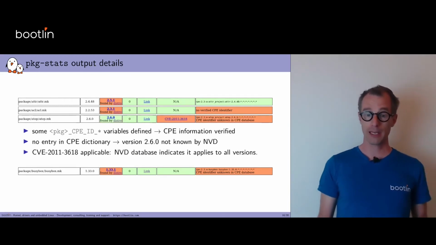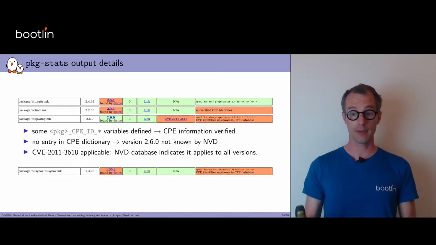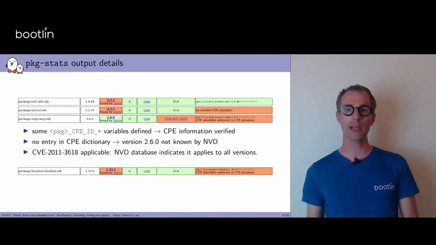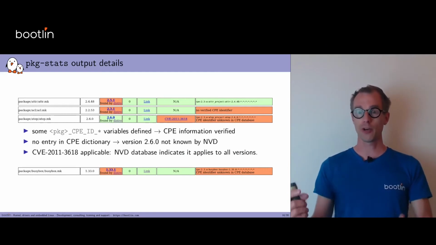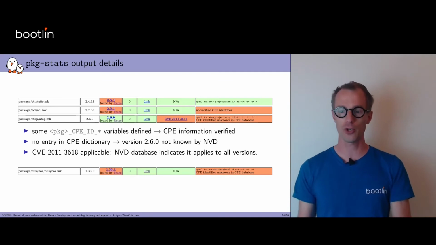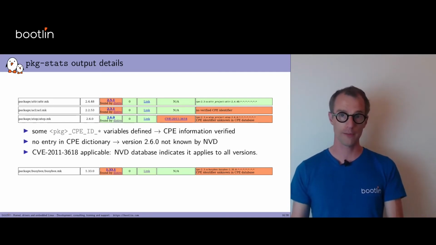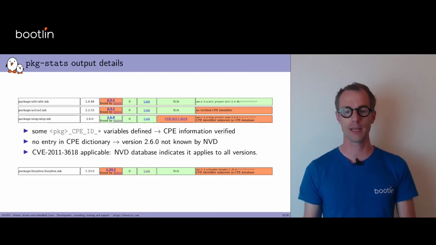Moving on to the next package, ATOP. For this one, we have CPE information available in the package. So it has been verified by a Buildroot developer, but it turns out that the NVD database doesn't know about that specific version of the ATOP project. So probably there is a contribution to be made here to the NVD database.